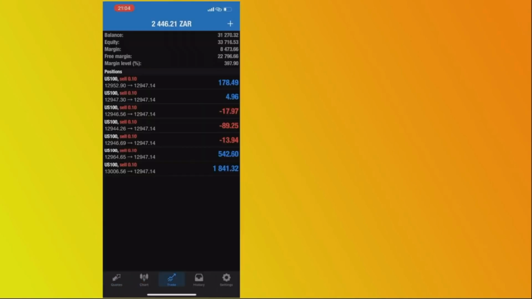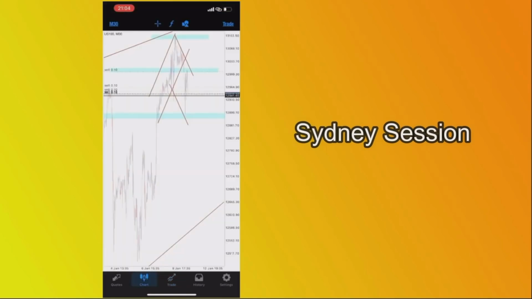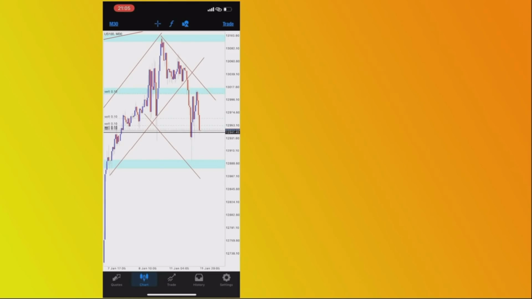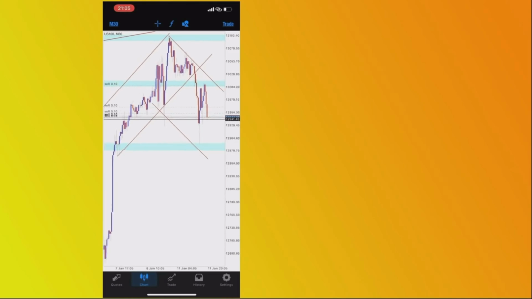So the current time is 9 p.m. GMT +2, which is the South African time. So we do know that at this time we have the Sydney session. You know, guys, when you trade, there's also trading sessions. That basically helps you to know at which time frames you are now expecting big moves in the market.